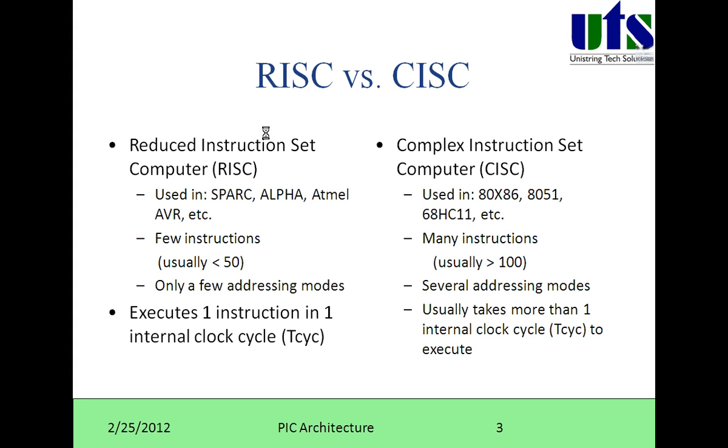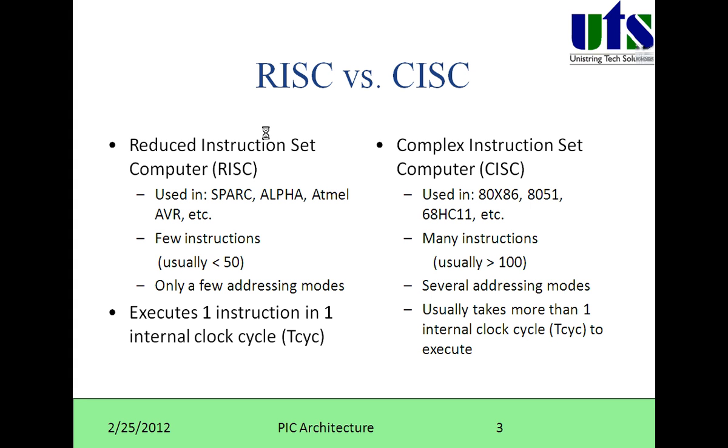RISC mainly has three properties. One is that all the instructions execute in a single cycle. The second property is that all the instructions have fixed length. That means if it is an 8-bit instruction, the processor will execute all the instructions with 8 bits. And there are very few instructions, usually less than 50. RISC also supports pipelining stages, that means execution of instructions in parallel.